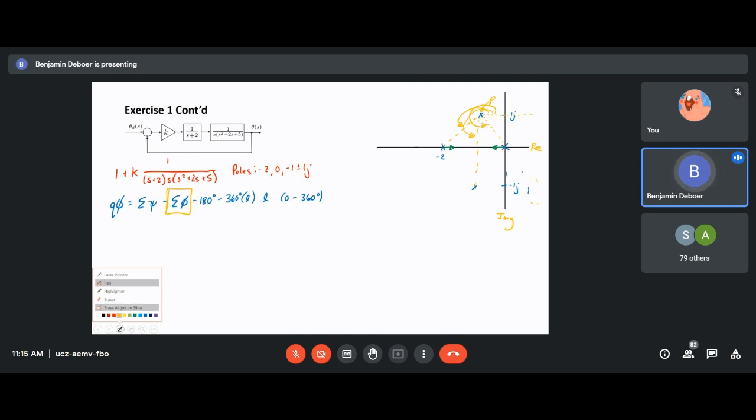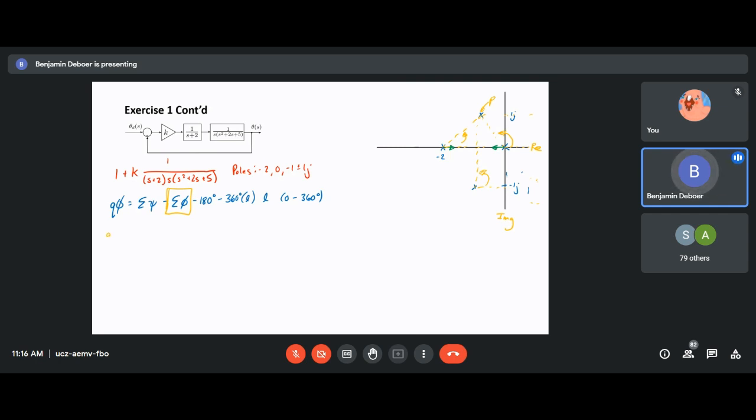Sorry, I made a little mistake here. It's not all based off the same pole, it's based off the individual poles here. So it will look more like this. So we're finding this angle. We need to find this angle, and then we need to find this angle as well. And those will be the sum of our pole angles there.